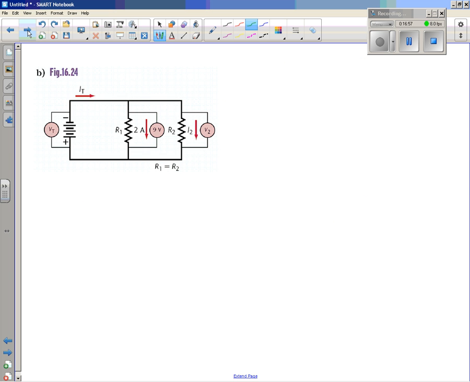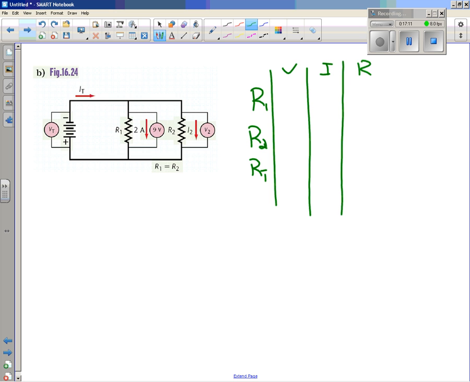Let's do a parallel circuit. There it is. Make the same chart, except this time I only got 2 resistors. R1, R2, and RT. V, I, and R. So I got 9 volts through the first resistor. There we go. What else I got? Nothing. Just that the 2 resistors are equivalent. I'm assuming that's going to come in handy, all right?